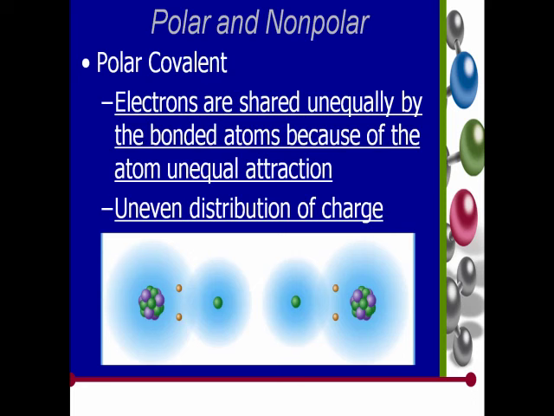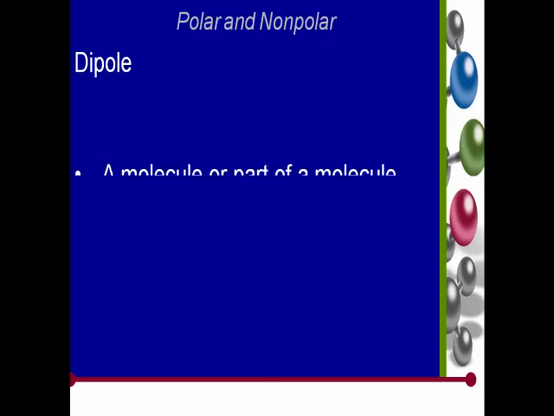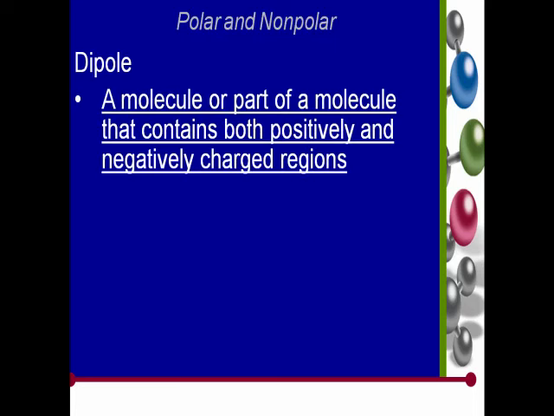Now, the other importance about who gets this pair of electrons is that unequal sharing creates what we call a dipole. A dipole is when you have a molecule or part of a molecule that contains both positively and negatively charged regions. Now, the way that we obtain these regions is as follows. The element that is more electronegative pulls the electrons toward it, which gives it a negatively charged region. The other element has its electrons pulled away from it, which gives it a positively charged region.